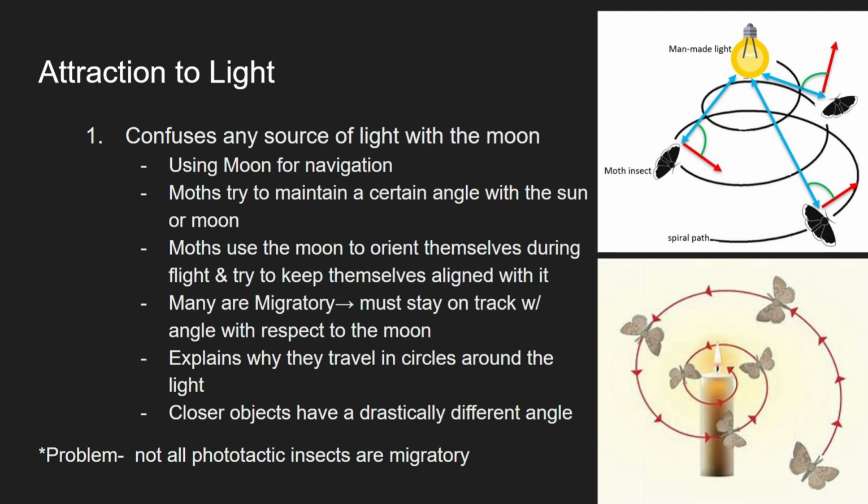So closer objects will have that much sharper angle. But the problem is that not all phototactic insects are migratory, so it doesn't explain why they would care if they think the light is the moon.